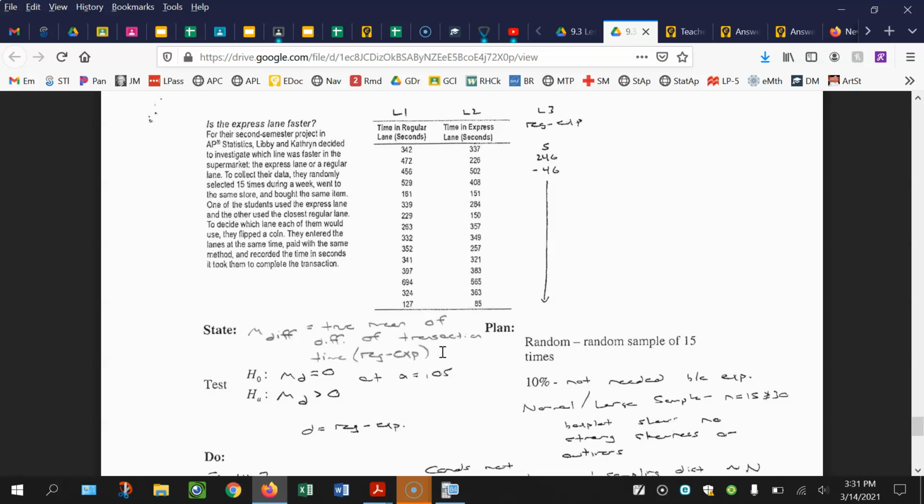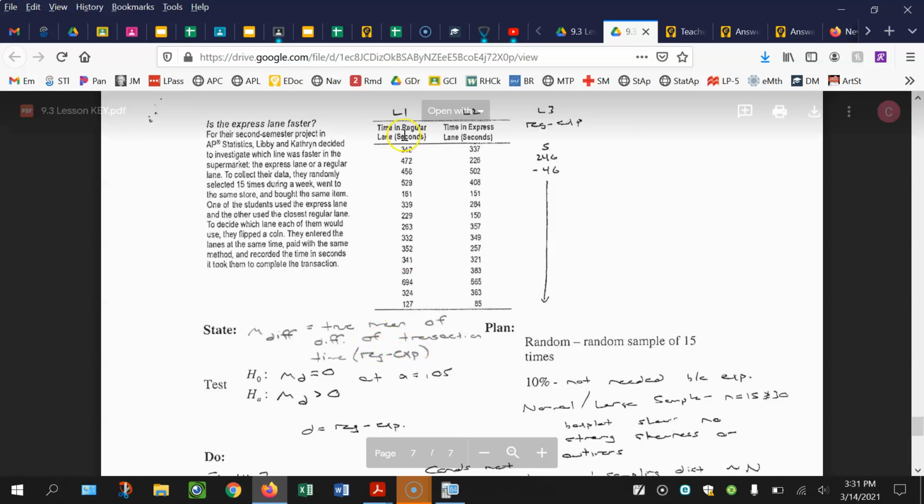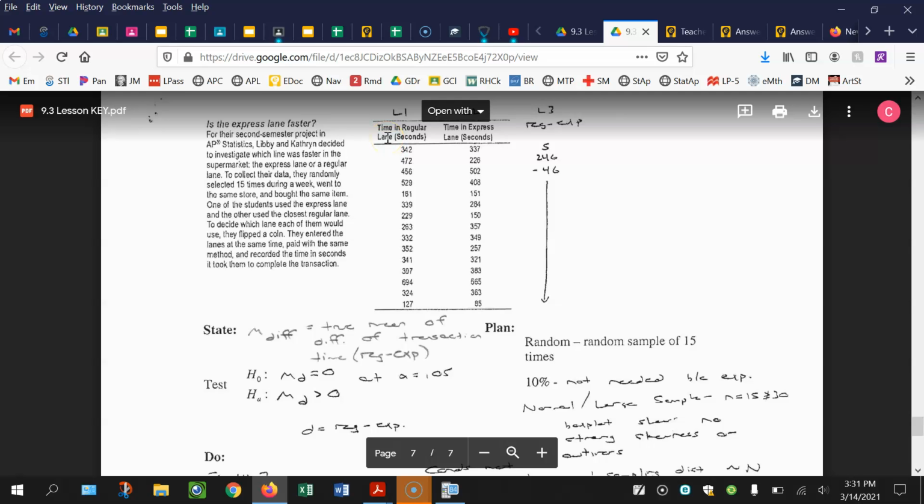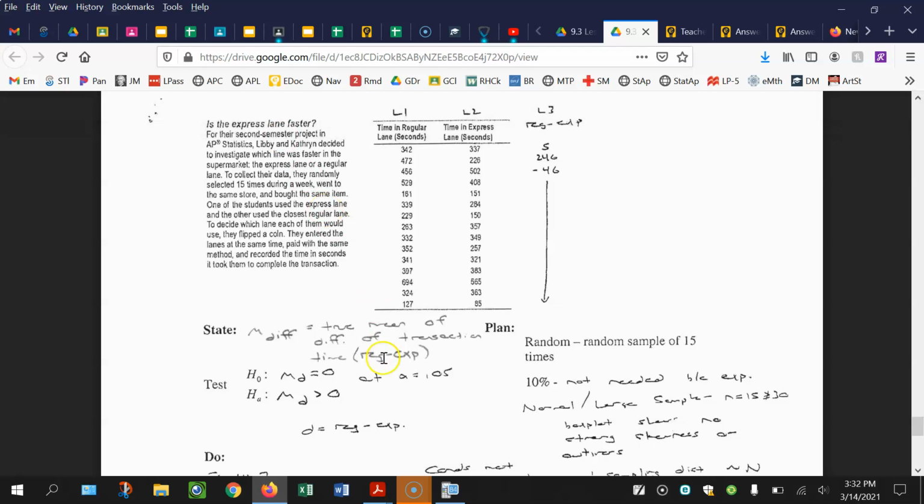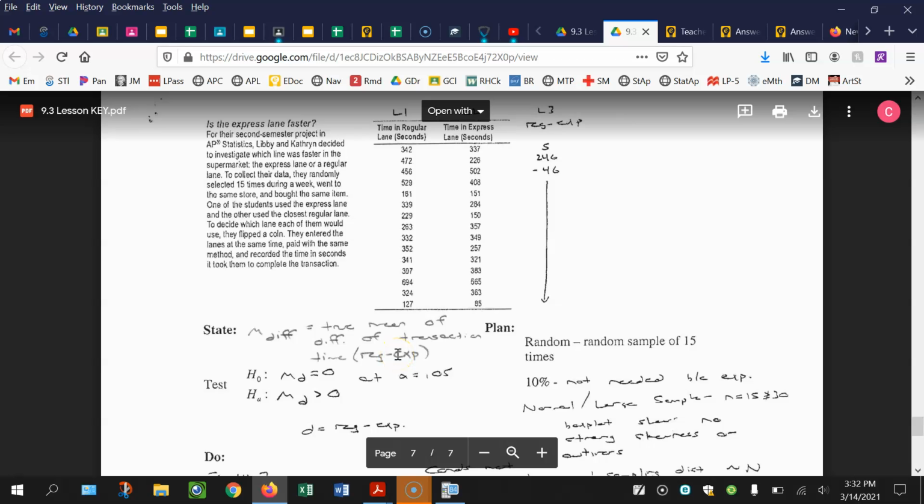You have options here. So the null hypothesis is that this mean difference is 0. And the alternative is that the mean difference is greater than 0. If I'm doing regular minus express, I would assume that it would take longer in the regular line. And they want to know, is the express lane faster? So that should take less time. Okay, and my significance level that I'm going to use is 5%.